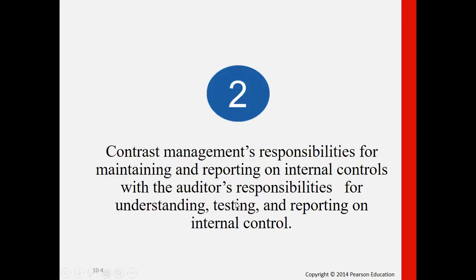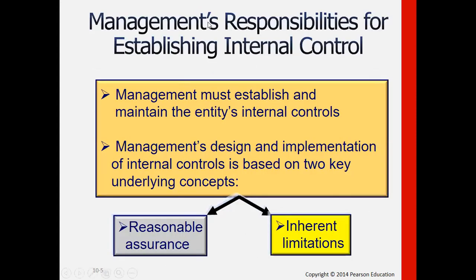Then the second objective is to contrast management's responsibilities for maintaining and reporting on internal controls with the auditor's responsibilities for understanding, testing, and reporting on internal control. So we have to differentiate the responsibilities of the parties in an audit, the management and then the auditors. Now, for the responsibilities of management, these two items have been tackled in a lot of courses, but you just have to revisit them here.